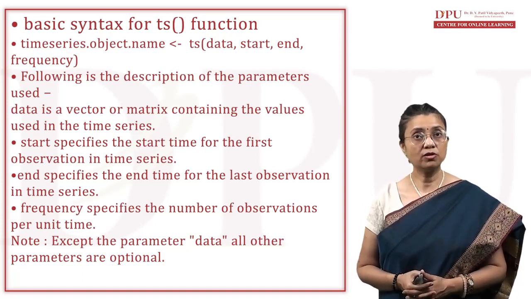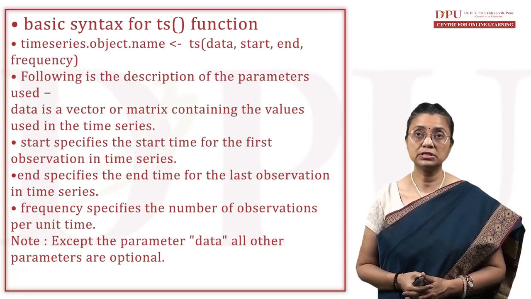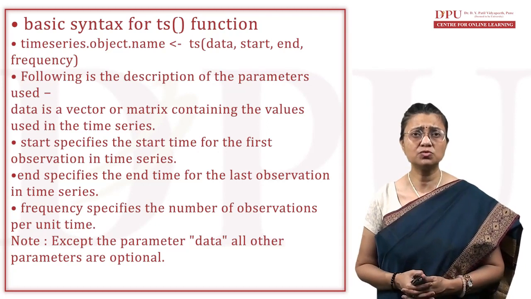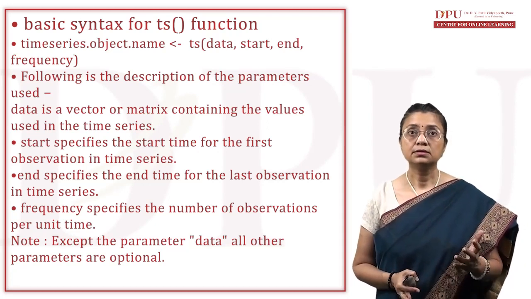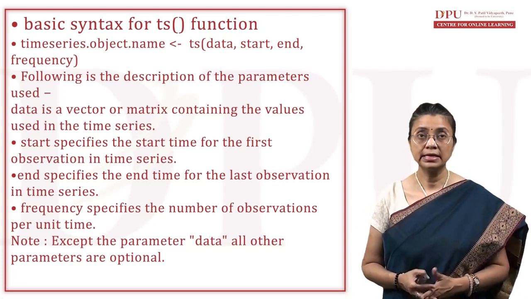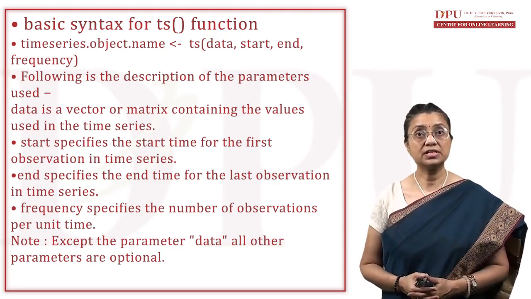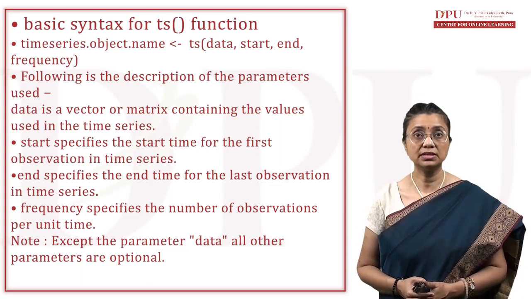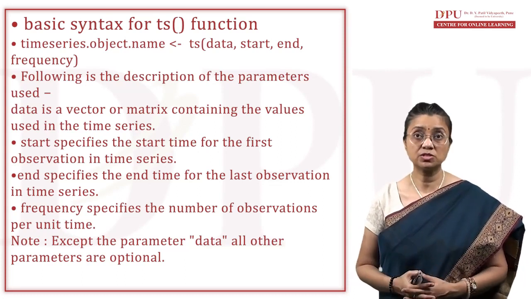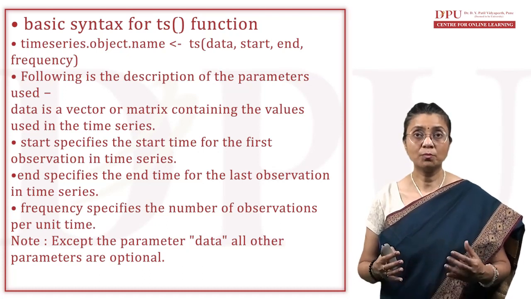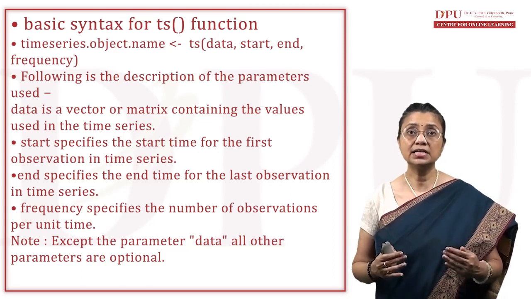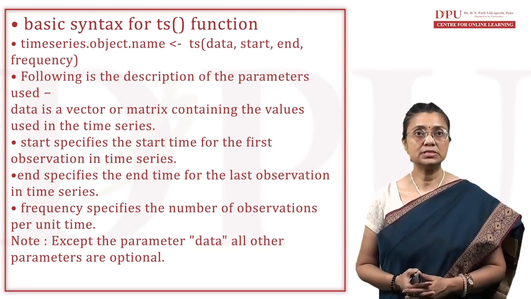Data is the vector or matrix containing the values used in the time series. So data is basically the data on which we want to compute something. Start specifies the start time for the first observation in the time series. Likewise, end specifies the end time for the last observation in the time series. Frequency specifies the number of observations per unit time. So per unit time, how many observations we have taken is given by the frequency.